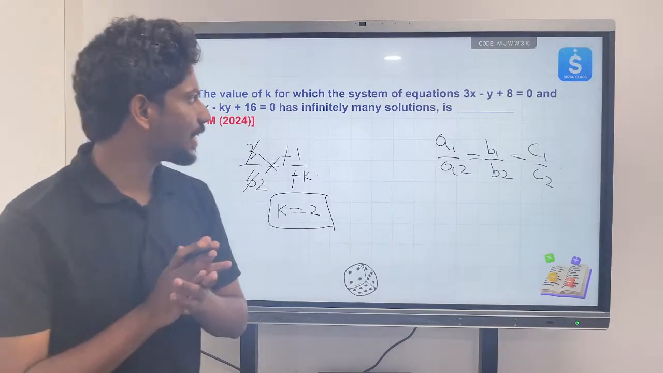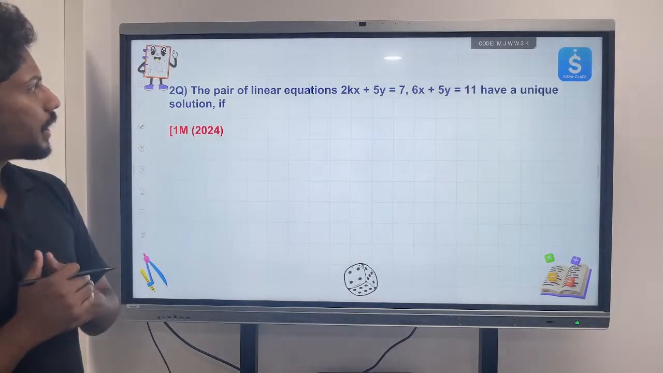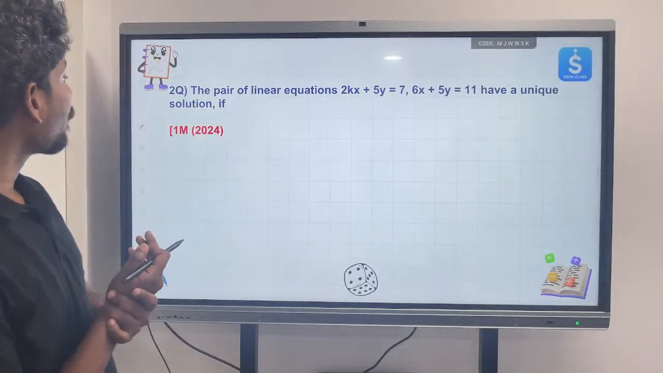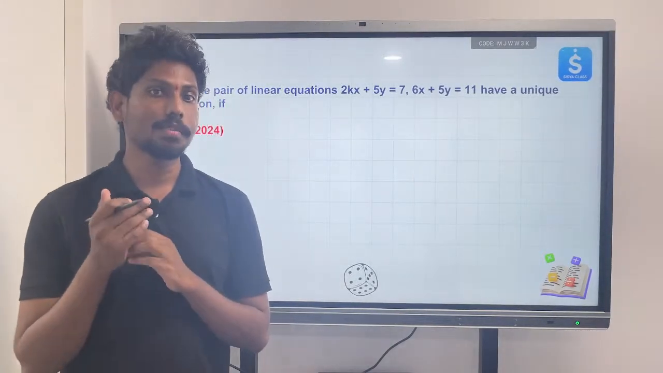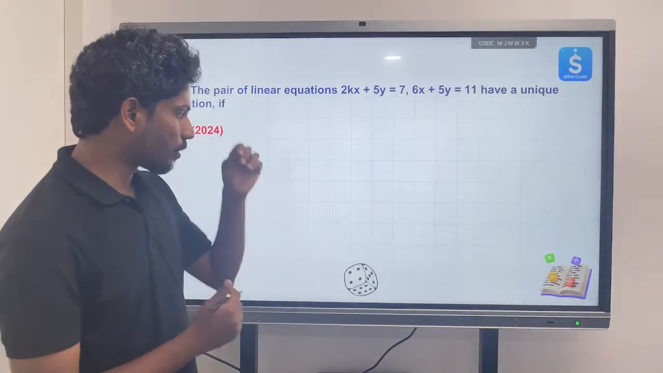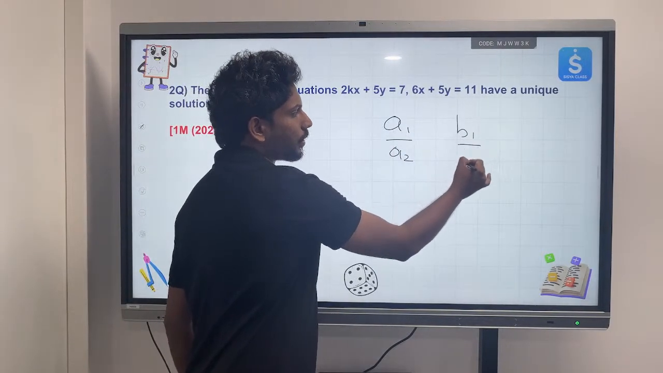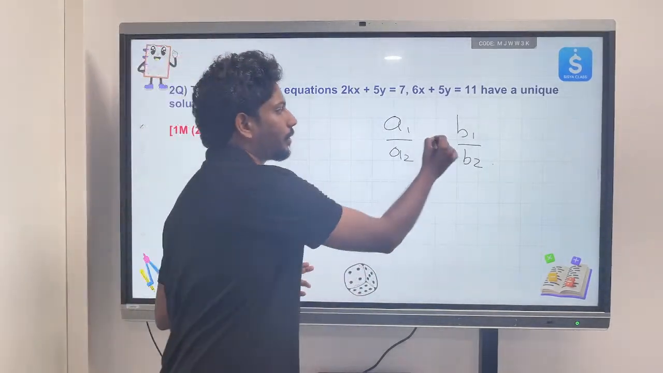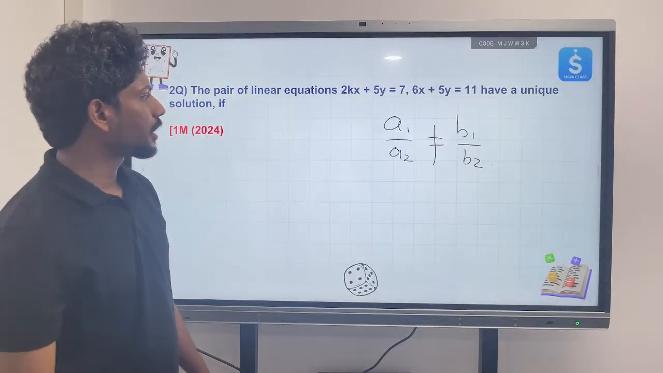Now, let's see one more problem. The pair of linear equations 2kx plus 5y equals 7, 6x plus 5y equals 11 have a unique solution. Now, when is this case possible? What are the conditions under which two equations have a unique solution? Let's try to understand this. Just before that we discussed when two equations can have a unique solution. What is the relation between a1 by a2 and b1 by b2? It is not equal to b1 by b2, right? Only when a1 by a2 is not equal to b1 by b2, we can say that it is having a unique solution.